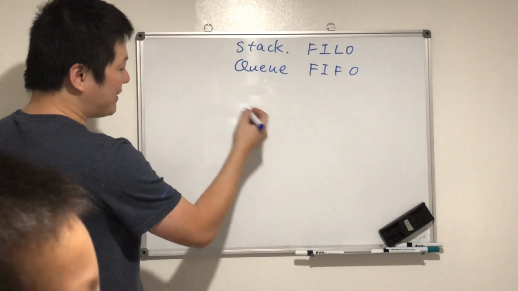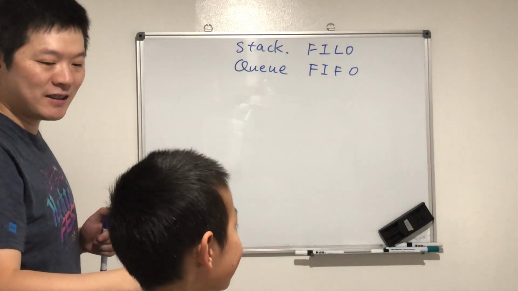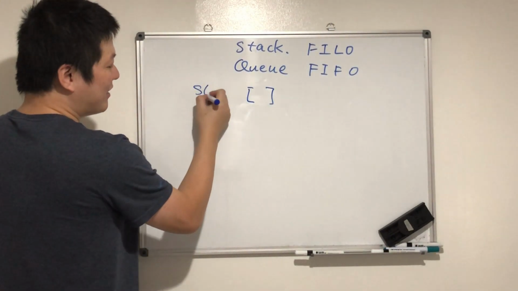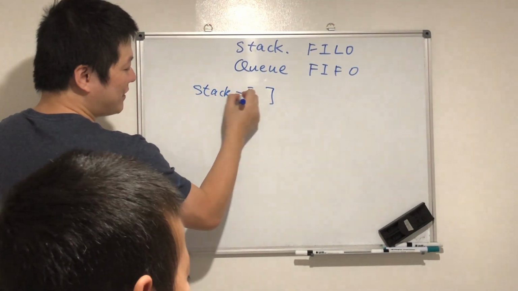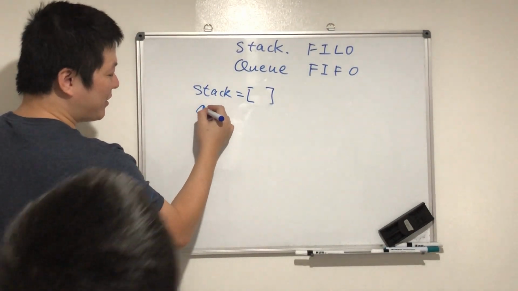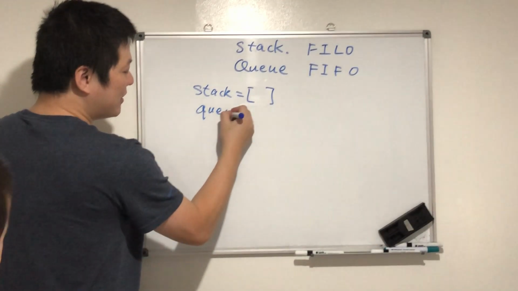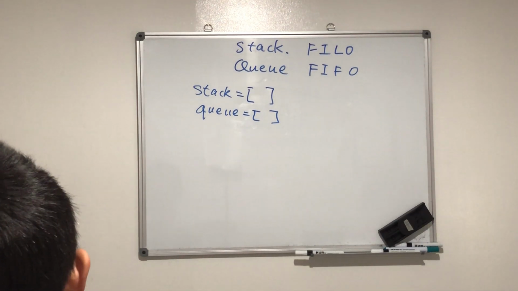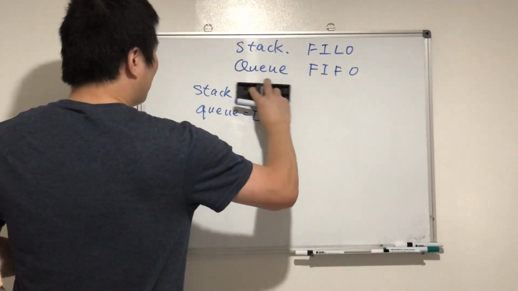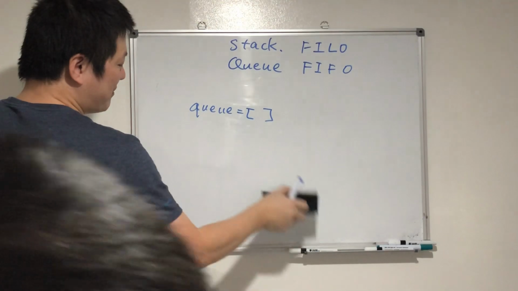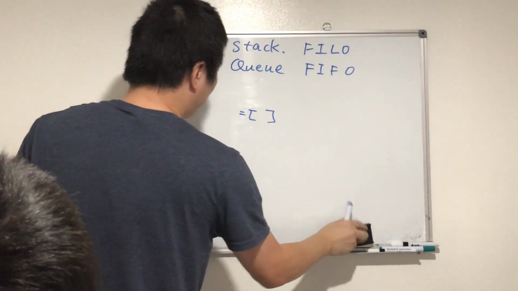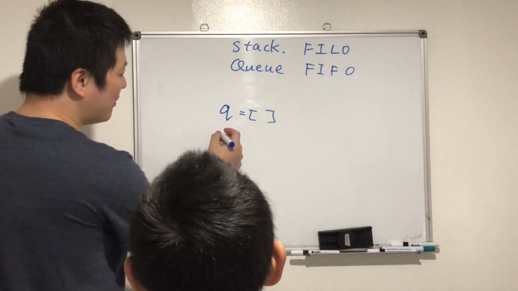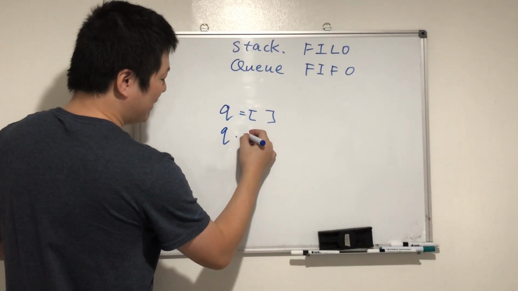Again, we can use the list in Python to serve the purpose of a queue. So in Python, how do we create a list? We use the square brackets, remember? Like a stack, you can say stack equals this, or you can also have Q equals that. So let's define a Q. Let's keep it simple. Q equals an empty list.